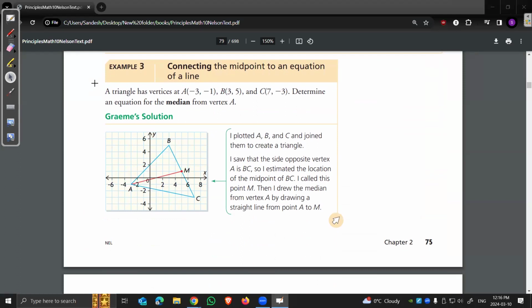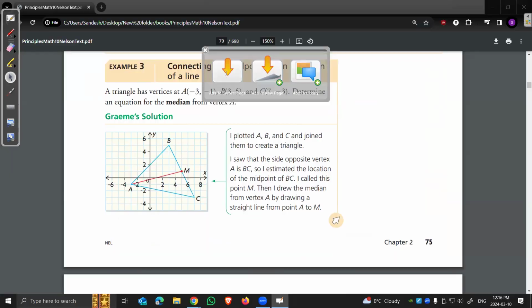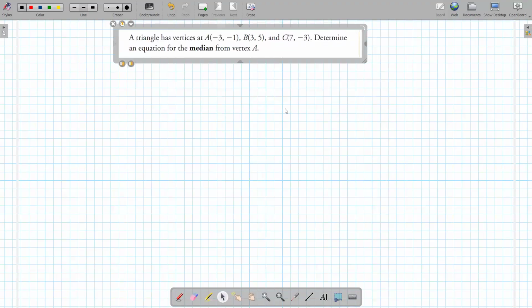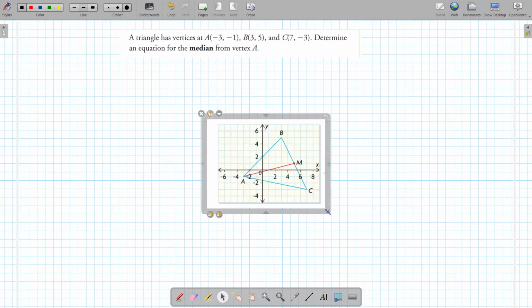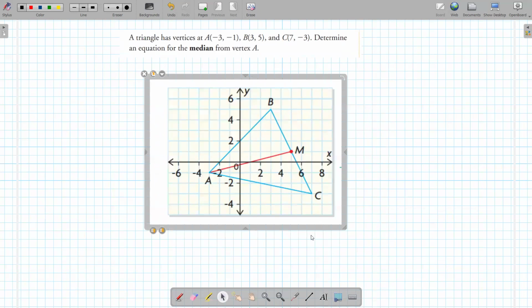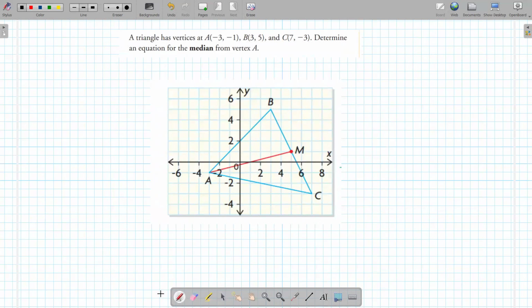I'm going to steal their triangle. All right, so here we have a triangle. They've given us the vertices. So this is negative 3, negative 1, 3, 5, 7, negative 3. The question is asking us, determine an equation for the median from vertex A.